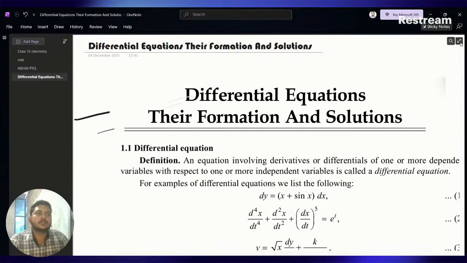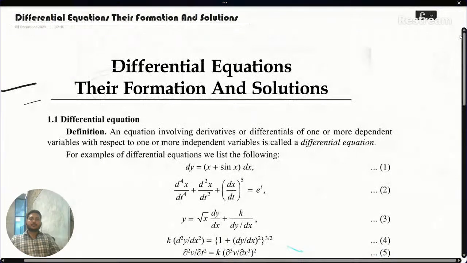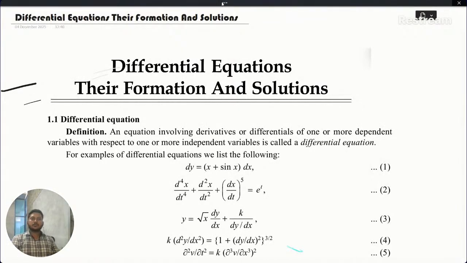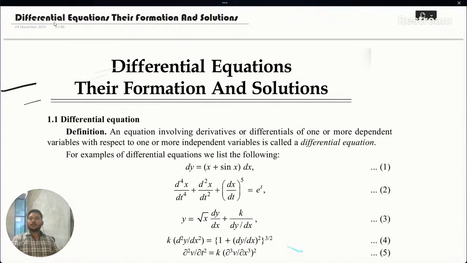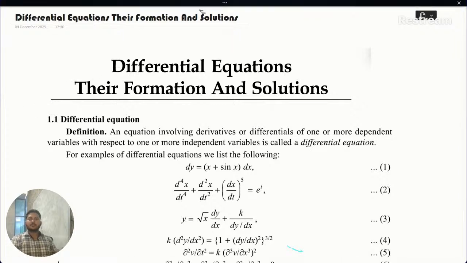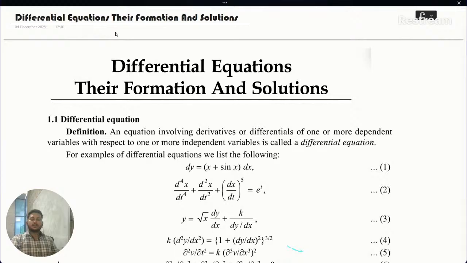So now I'm going to teach you today's class, which is related to your differential equation type. Okay. So today my aim is to discuss some basic ideas, and then we will study some other topics. Okay. So I am starting with a definition of differential equation.